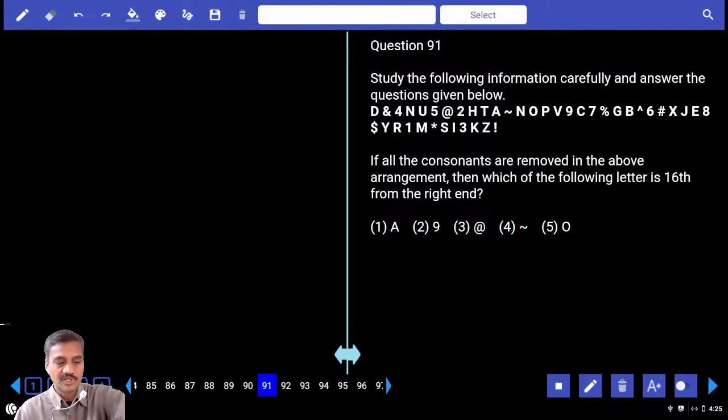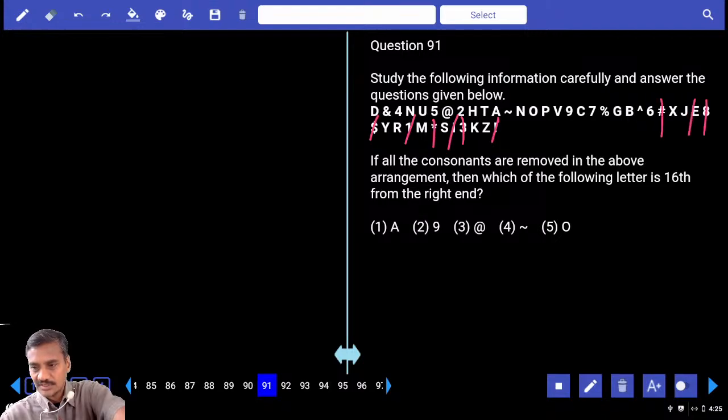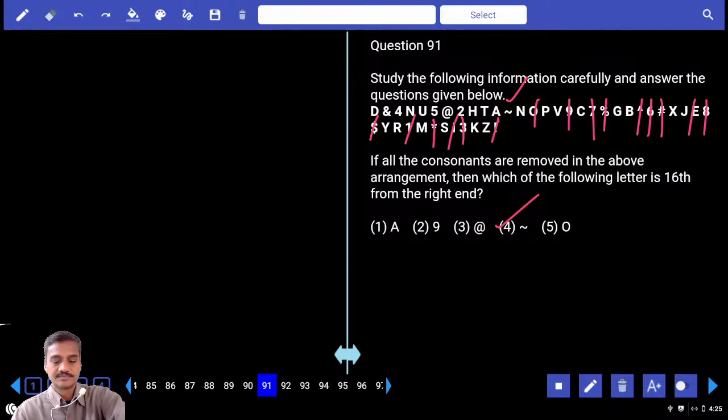Then 91, if all the consonants are removed, which of the following is 16th from the right? 16th from the right without the consonants, you need to count from the right hand side. 1 and 2, 3, 4, 5, 6, 7, 8, 9, 10, 11, 12, 13, 14, and next one 15 and 16. Now 16, that is choice 4. 19, 1, it is choice 4.